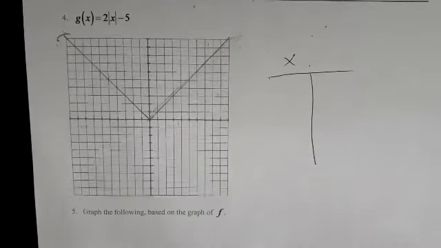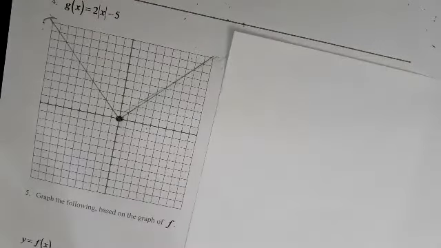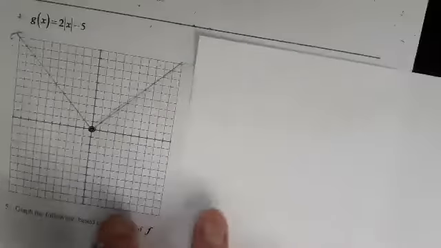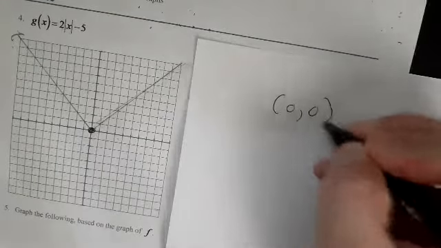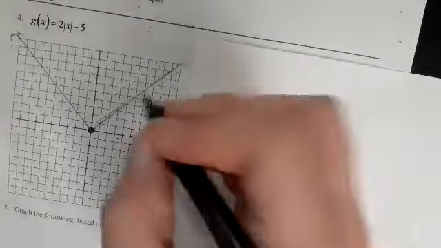Let's do it that way. I want to take some points off of this graph, maybe define this graph. You can do it with the table if you want, but I'm going to do it probably this way, just to give you all some options with how you solve these things. So (0, 0) is another point.